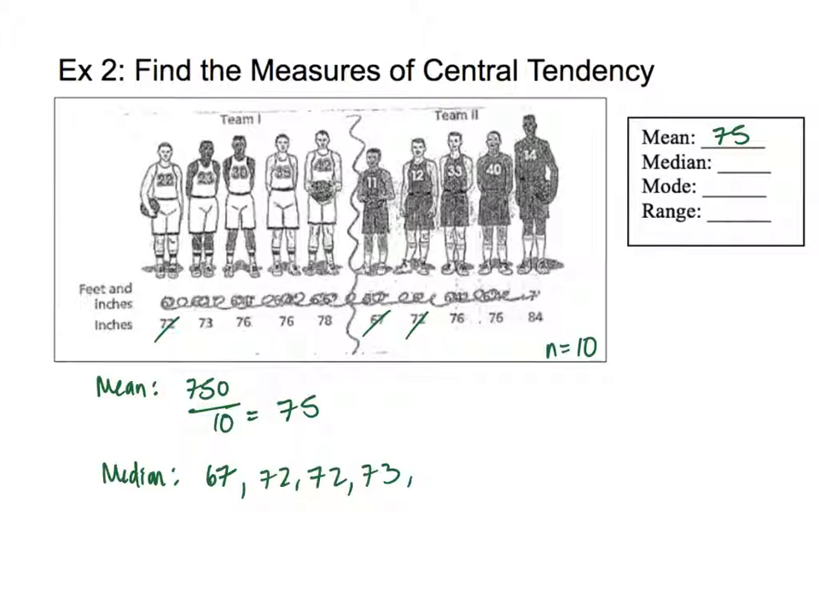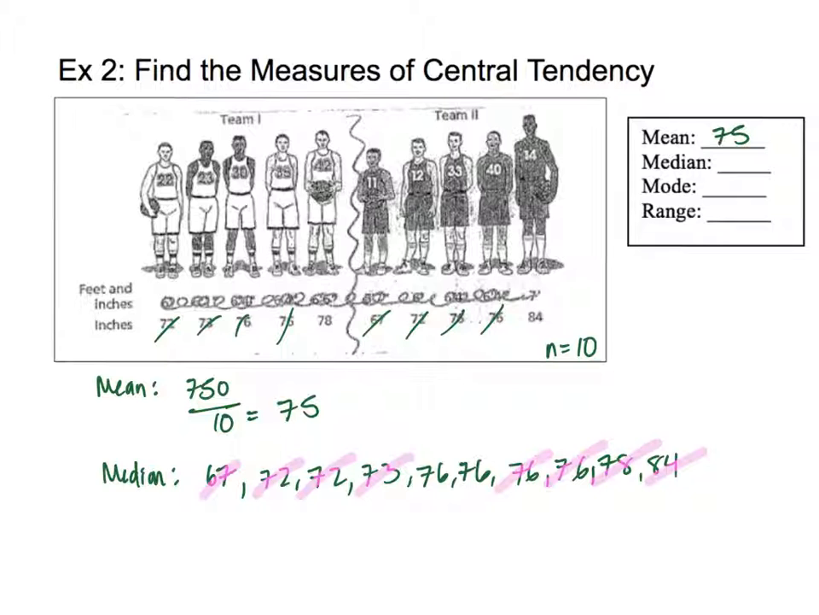73 is next. 76, there are, how many? Ooh, there are 4 76s here. 78 and 84. All right. So this time around, I'm going to do it just like how I did before. Take one from the left, one from the right, one from the left, one from the right, one from the left, one from the right, one from the left, one from the right, and then it looks like I'm down to 2 numbers.